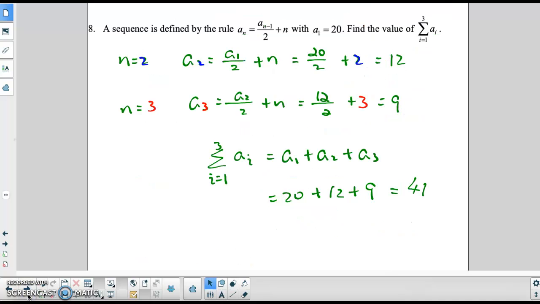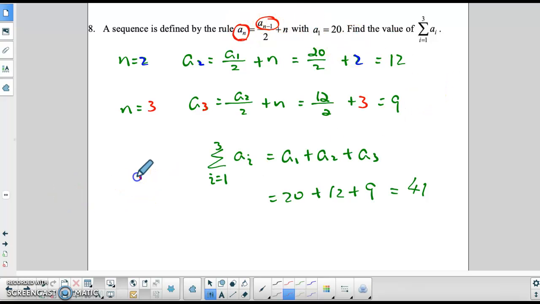Okay, now let's look at question 8. A sequence is defined by the rule a_n equals a_(n-1) over 2 plus n. Given a_1 equals 20, let's find the value of the sum of a_i starting with i = 1 up to 3. So once again, guys, you need to understand what is a_n and what is a_(n-1).